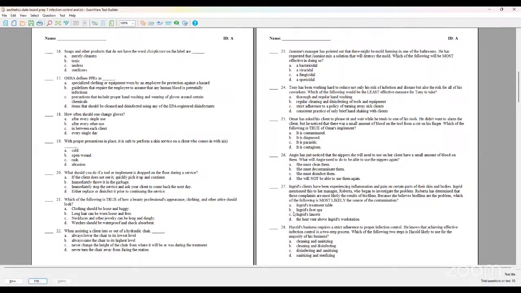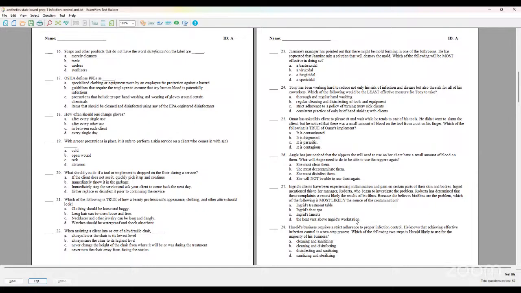In order for you to know the problem, you have to go back and find out the details in the question. They have been experiencing inflammation, so that's redness, and pain on certain parts of their skin and bodies. Ingrid mentioned this to her manager. All right, they started to do an investigation. Is it Ingrid's treatment table, her foot spa, her lancets, or the vent above Ingrid's workstation?